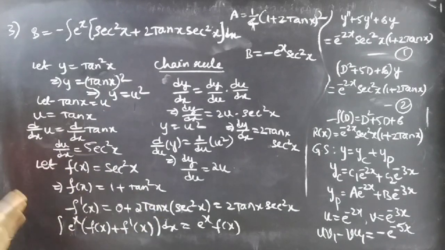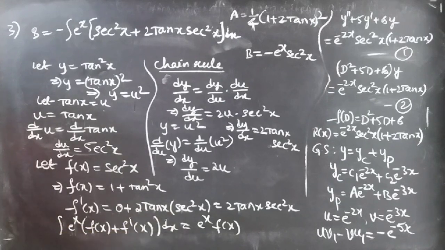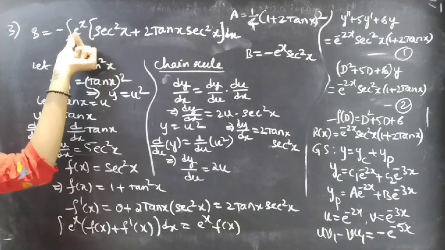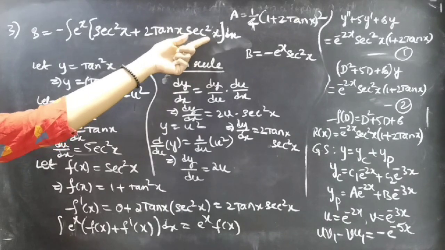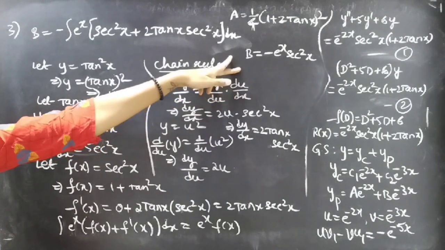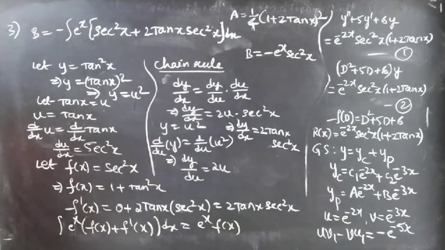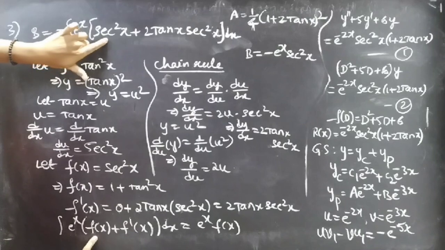Now coming to b. In b we have minus integral e power x of secant square x plus 2 tan x secant square x dx, right? We can apply the formula integral e power x of f of x plus f dash of x dx equals e power x of f of x. Here we have f of x is secant square x and f dash of x is 2 tan x secant square x. By applying the formula, we'll get minus e power x into f of x, which is secant square x. So finally, we'll get b equal to minus e power x secant square x.